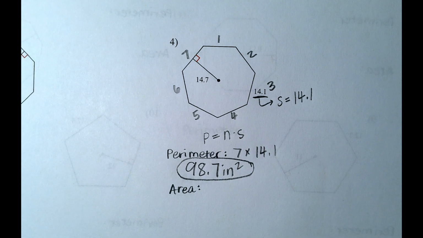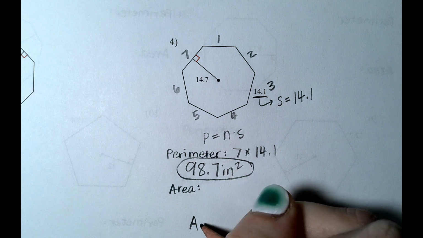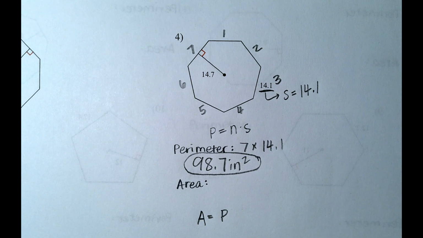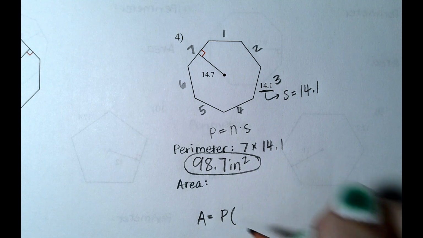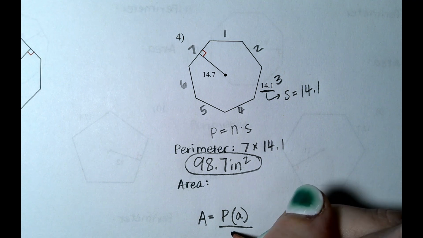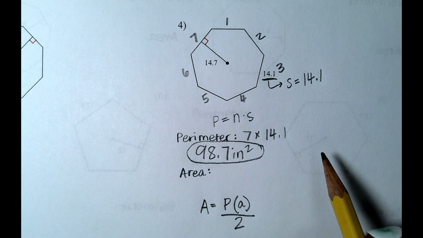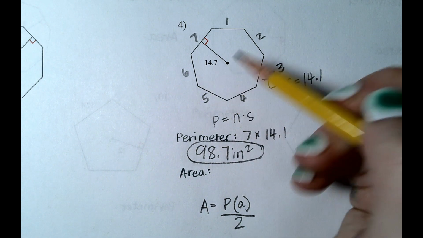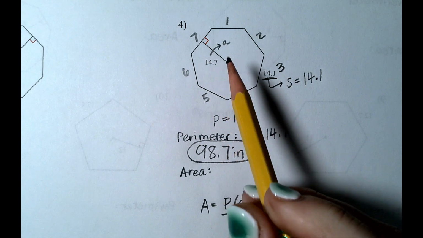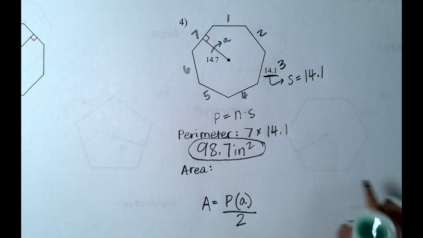And for the area, we're going to use that area formula where the area is the perimeter times the apothem divided by 2. And what is our apothem here? 14.7. That's the apothem. So we just found the perimeter. We're going to plug that in.